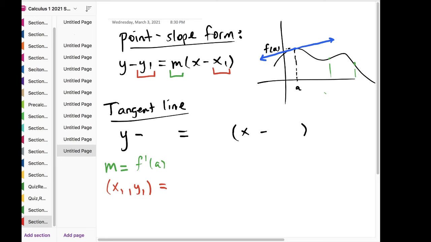You know a point. So this is why we use the point slope form and not the slope intercept, because maybe I don't know what the intercept is. But I know what point I can use. What point can I use? Yep, a, f of a. Yeah, that's exactly this right here.